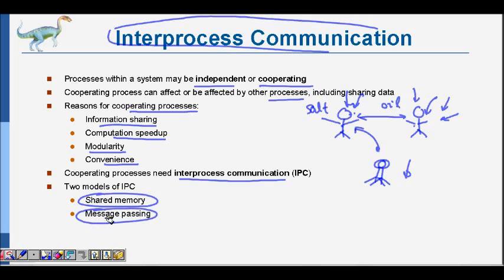And how do they communicate? They use shared memory and they use message passing. So they are the two different ways. Let's try to see shared memory.